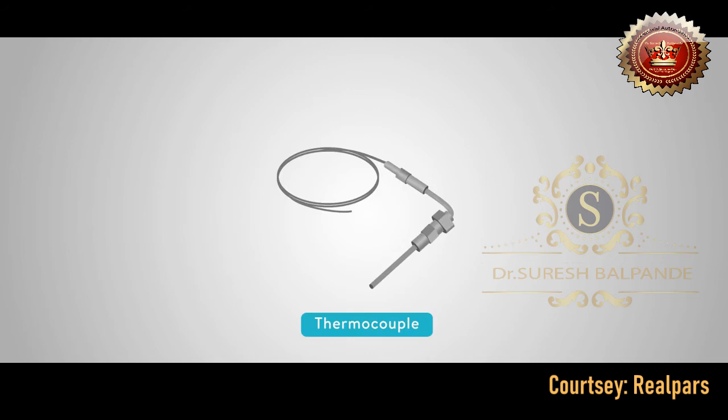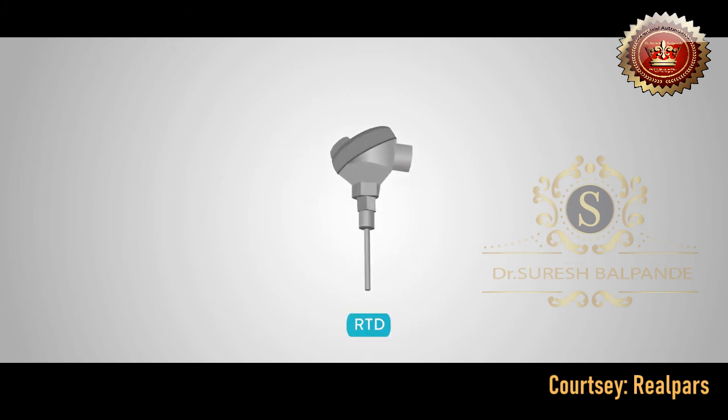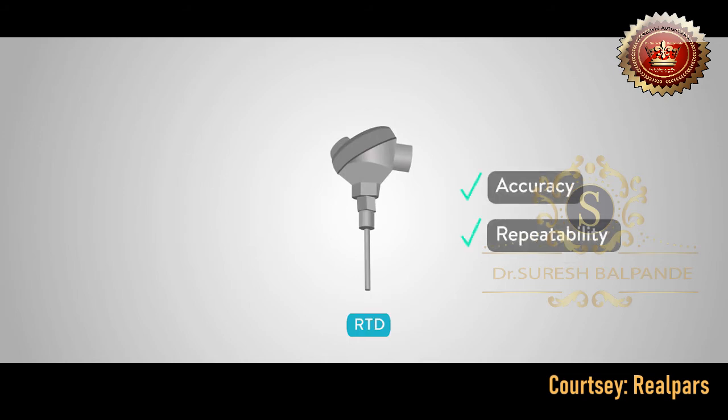For temperature sensing, the devices themselves produce either millivolt range signals, in the case of thermocouples, or variable resistances, in the case of resistance temperature detectors, or RTDs. Because of their higher accuracy and repeatability, RTDs are generally a better sensing element when we can use them.